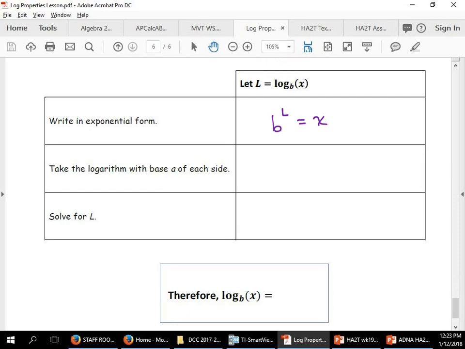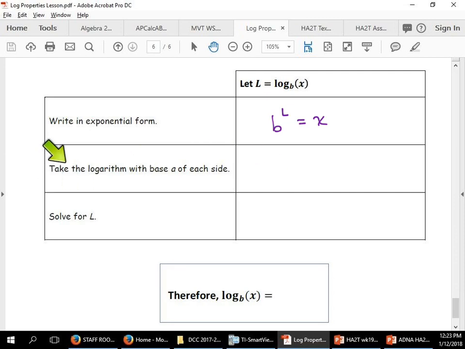Another way to do this, a cheaper way to do it, I guess I should say: you take the b, you know that's the base, and you go b raised to the L power equals x. And you do this little arrow thing to help you remember it. But I think that's kind of lame. I don't like it. It's less mathematical. But anyways, it still works.